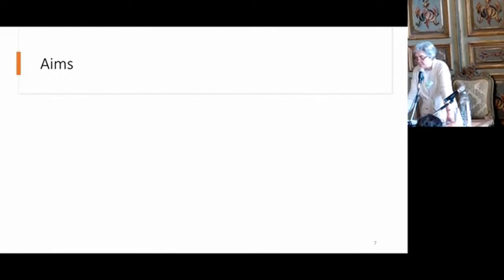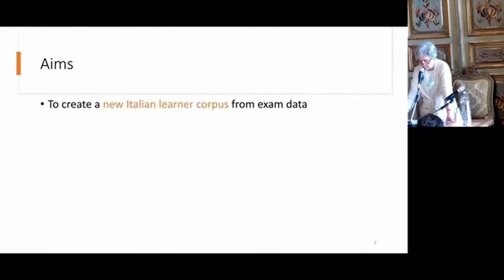So what were the aims of the project? Well, the project had three broad aims. The first one was to create a new Italian learner corpus from exam data. This was because there are few learner corpora of Italian, and all the learner corpora of Italian have some limitations. So we thought we needed a new and hopefully better learner corpus of Italian. This is the first basic and broad aim.